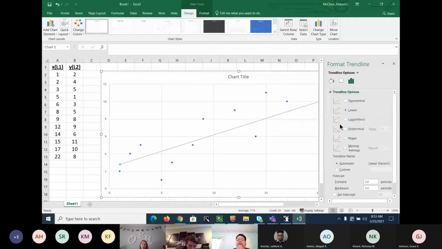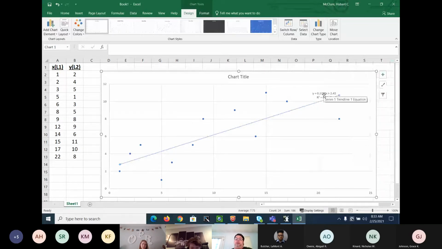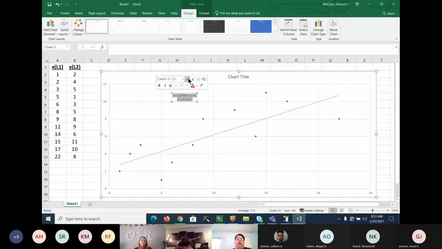Now, you don't have to worry about these because most of ours in here, I think 99% of them, are going to be linear. And then you scroll down to the bottom, and you click on display equation and display the R squared factor. And it's over here. Let me get out of this and you'll see it. There it is. Now I'm going to move these over here so you can see it. And I'm going to highlight it. And I'm going to go up a little bit so you can see there.